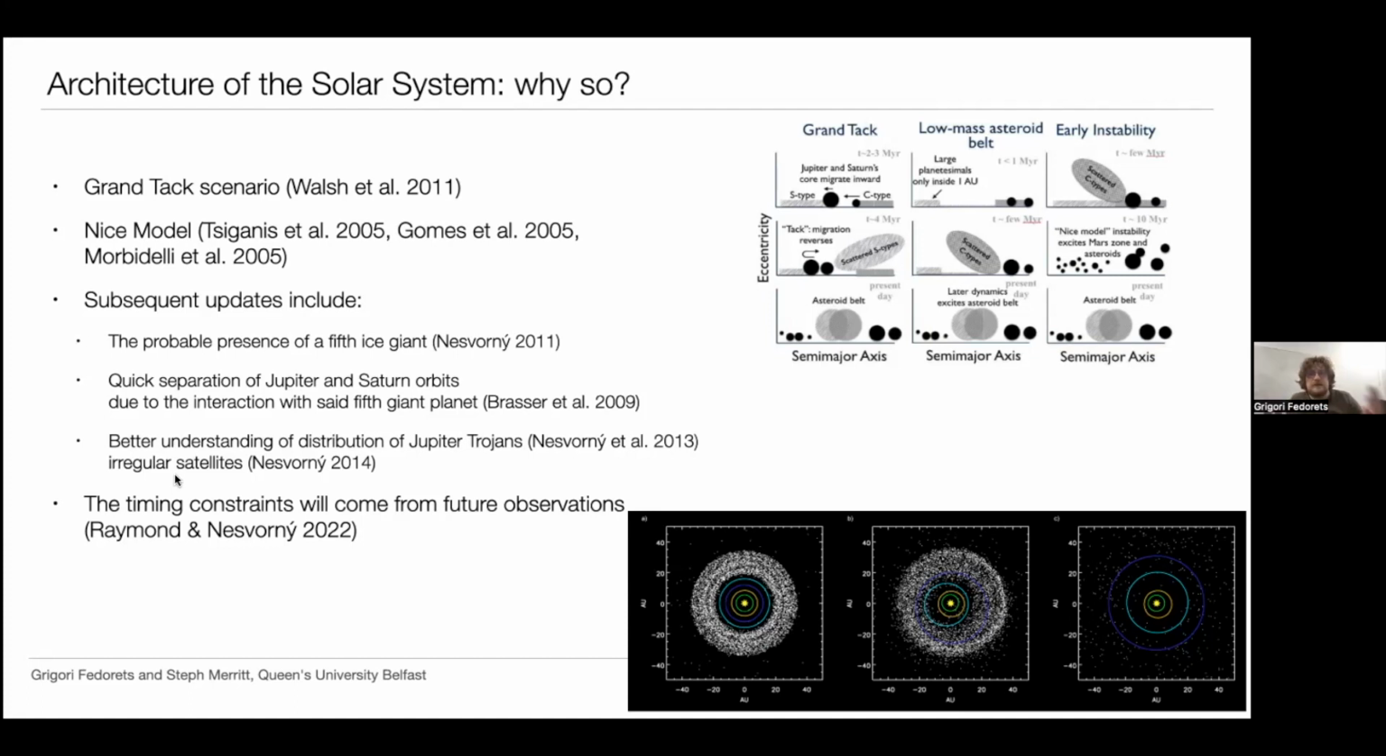However, the timing of these different scenarios is still not clear, what happened and in what order. Did the Grand Tack happen first and then this Nice model instability, or was there an early instability which caused all that? The timing constraints will come from future observations.